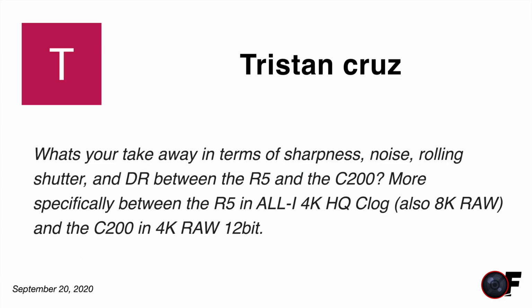Tristan asks, what's your takeaway in terms of sharpness, noise, rolling shutter, and DR between the R5 and the C200? More specifically, between the R5 and all-I 4K HQ C-Log, also 8K RAW, and the C200 4K RAW 12-bit. Well, if you put these cameras side by side, you're not going to notice a terribly big difference. Not a whole lot of difference between the cameras.